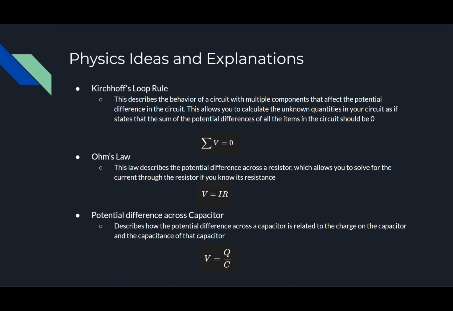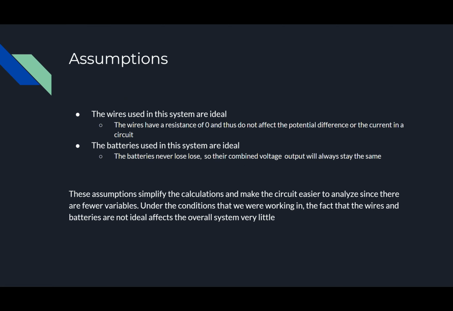We use Kirchhoff's loop rule, Ohm's law, and the potential difference across a capacitor. The loop law shows that the sum of voltages in a loop is zero, and Ohm's law tells you that the change in potential across a resistor is I times R. The potential difference across a capacitor is related to the charge on the capacitor and the capacitance of the capacitor.